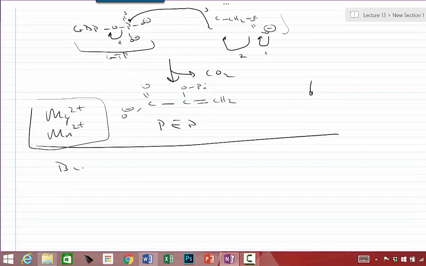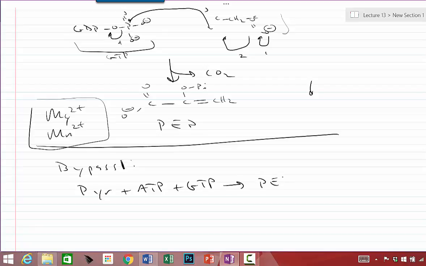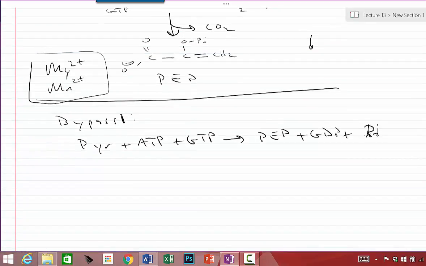Overall, bypass number 1, the overall reaction is pyruvate plus ATP plus GTP. It's going to give us phosphoenolpyruvate plus GDP plus inorganic phosphate. Actually, we're just going to get 1 inorganic phosphate. That's wrong. 1 inorganic phosphate. Okay.